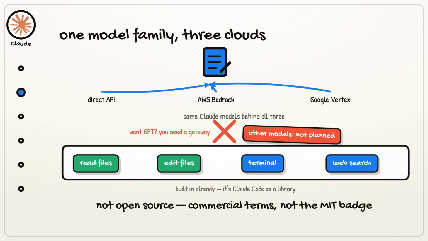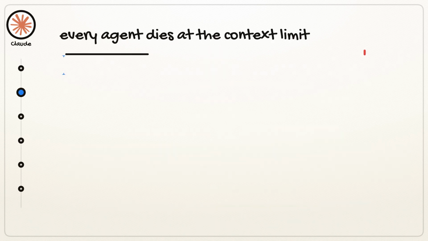If you want a different model, you need a translation gateway sitting in front of it. The second is that it is not open source. GitHub displays an MIT badge for some bundled components, but Anthropic's own documentation states that use of the SDK is governed by their commercial terms of service. What you get in exchange is substantial. Reading files, editing files, terminal access, and web search are all built in already, because this is essentially Claude Code packaged up as a library you can build on.